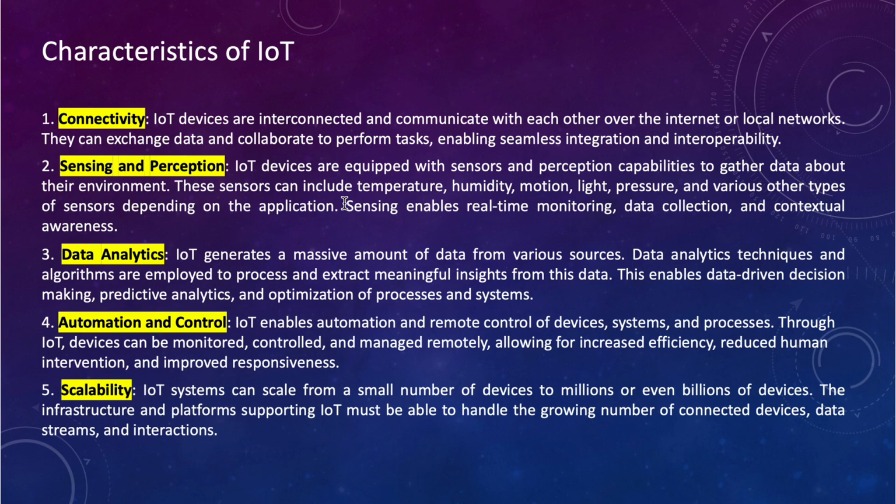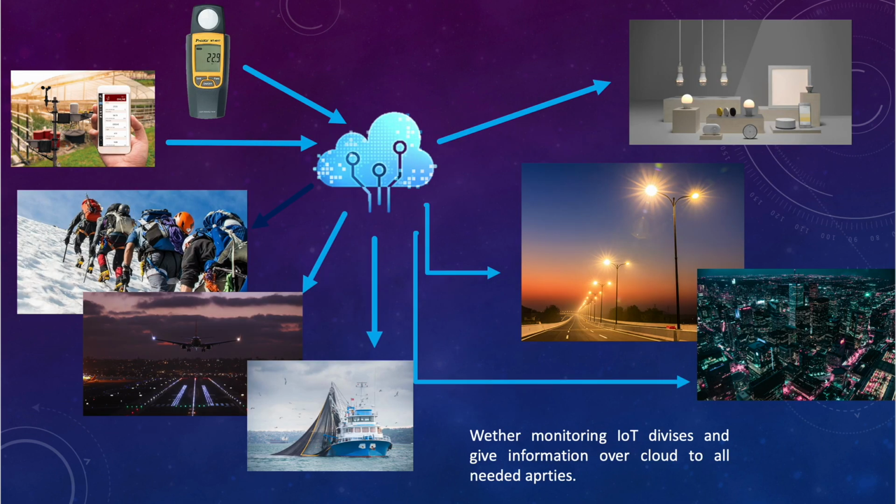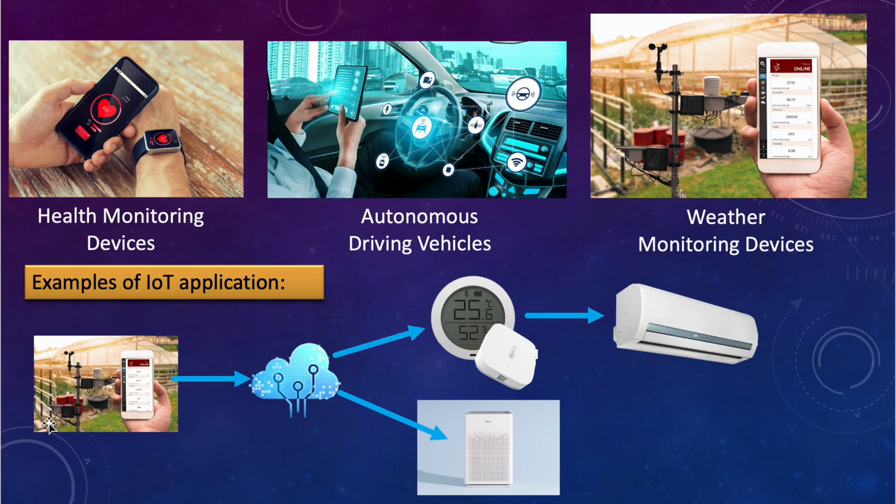Now, data analytics. IoT generates massive amounts of data from various sources. Let's go back to the example above and try to understand this one. We have weather data. We collect the weather data and use it for different scenarios. We talked about weather monitoring devices, those IoT devices, for this application as well. Are weather monitoring devices producing a lot of data?